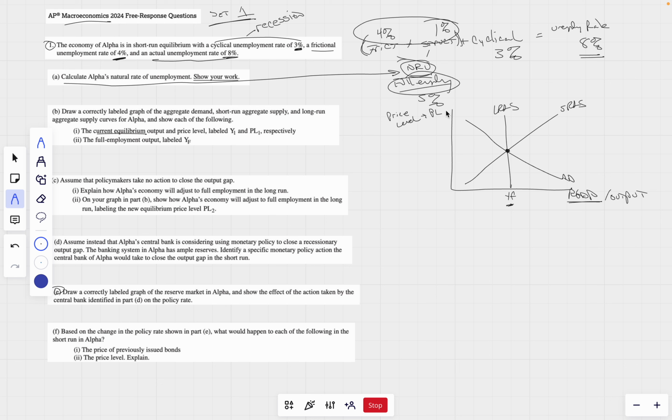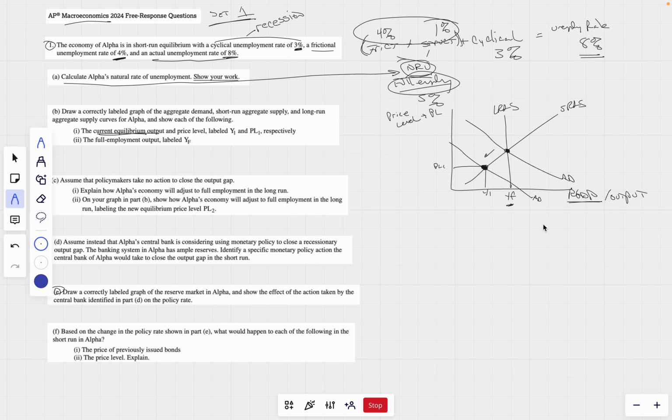But we know that at our current equilibrium output, we have a recession. So aggregate demand has shifted to the left. This is our recession right here. Anytime aggregate demand is to the left of full employment, we know that we are in a recession. So this is our current equilibrium right here. This was our old equilibrium if we were at full employment. Now we're in a recession. This is our current equilibrium. We're going to call it PL1 here. We're going to draw a line straight down. This is Y1.